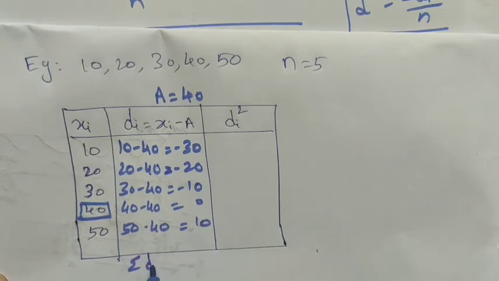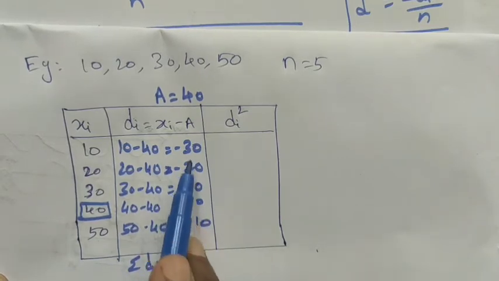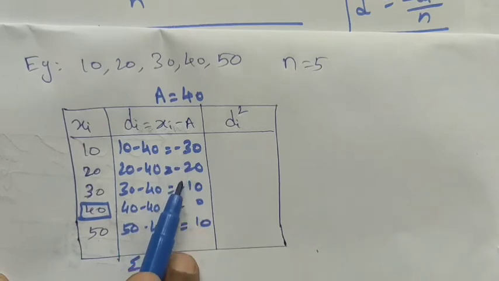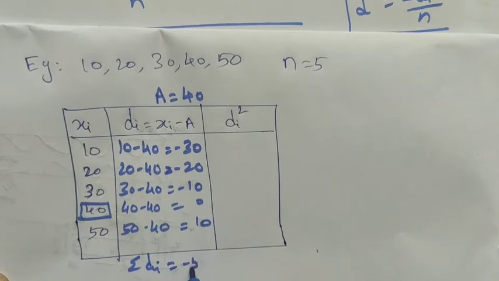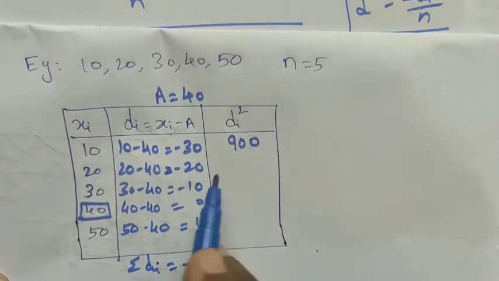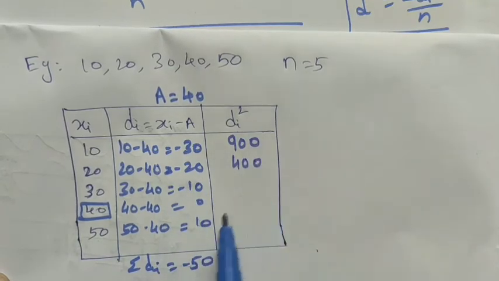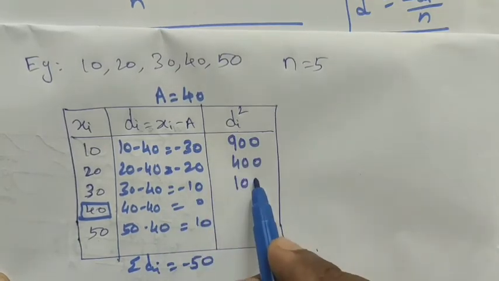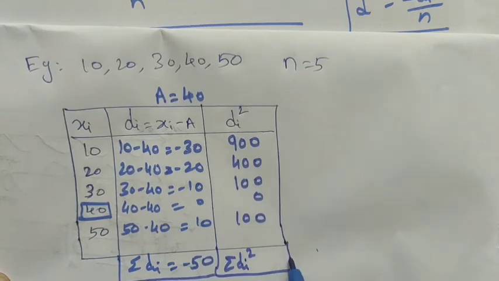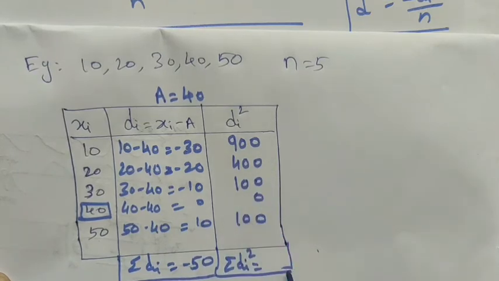So summation of di is equal to minus 30 minus 20 minus 10, which is minus 60, and here we have plus 10. When we subtract, we get minus 50. Then d square: this is 900, 20 into 20 is 400. We get only positive values when we are squaring. And then 100, 0 and then 100. So summation di square is equal to the sum of these terms, 900, 400, 100, 0, 100, which is 1500.